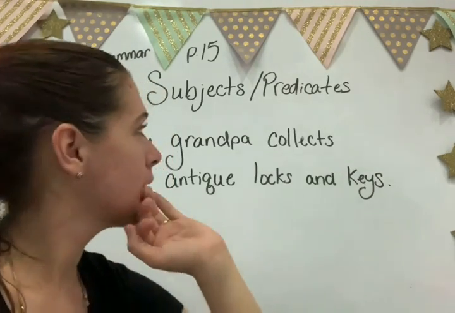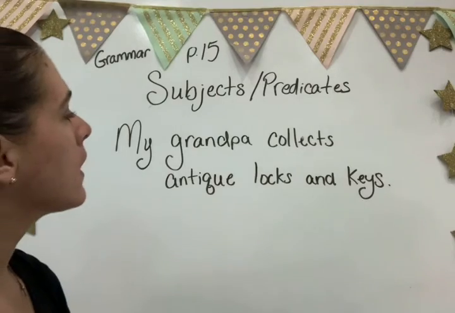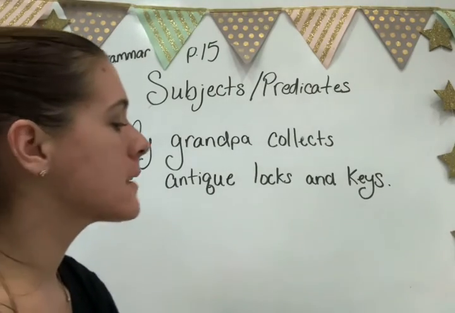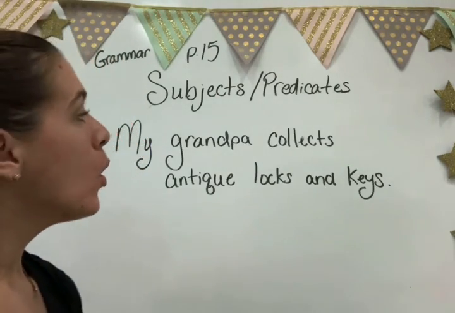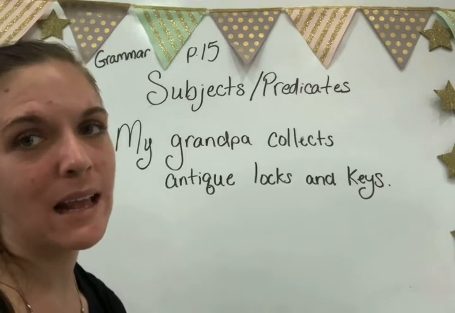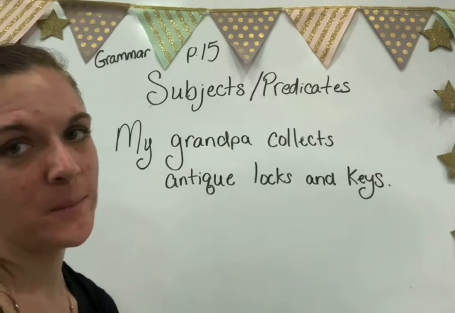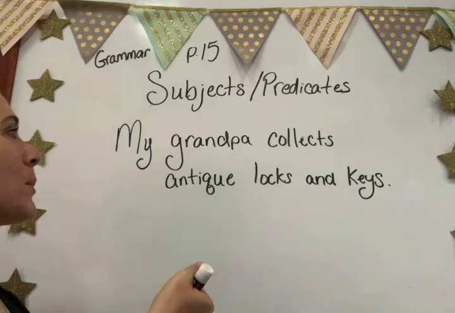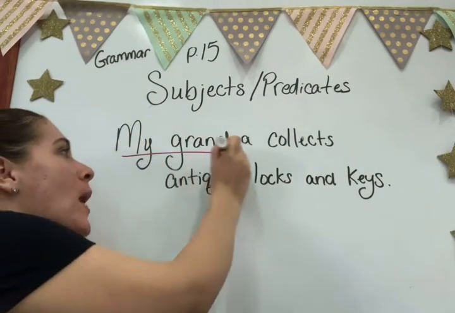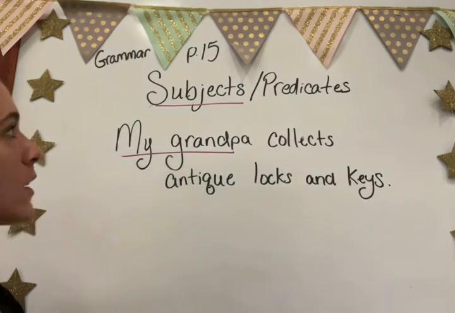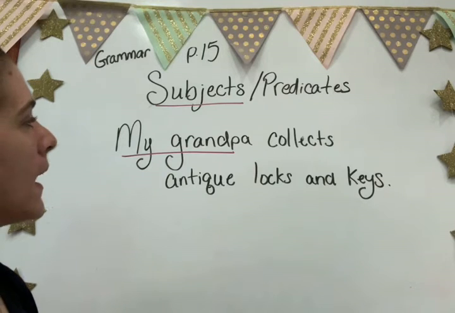Okay, so let's look at this sentence right here. My grandpa collects antique locks and keys. Who is this sentence about? My grandpa. So we're gonna put one line under my grandpa because usually we put one line under a subject, okay? My grandpa.